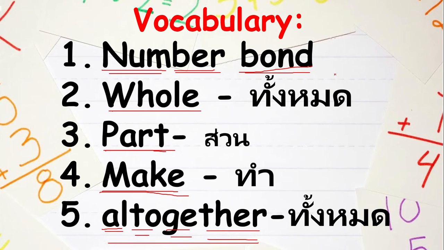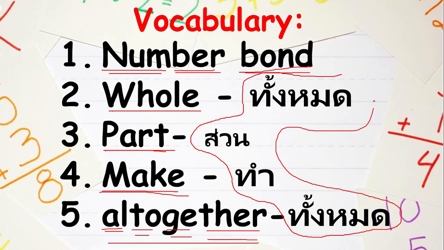I wrote here some pictures to go with the words. I hope this will help you understand our vocabulary for today. Number one, number bonds. Number two, whole. Number three, part. Number four, make. And number five, all together.